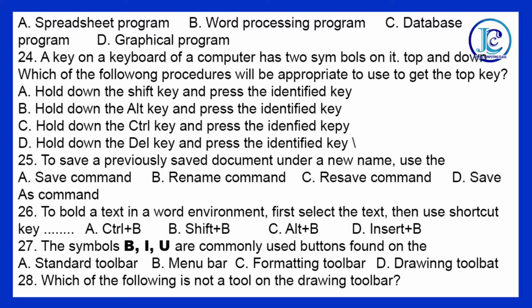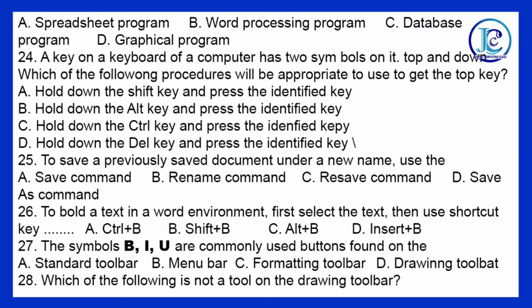Question 25. To save a previously saved document under a new name, use the A. Save command, B. Resave command, C. Rename command, D. Save as command. Then that's the save as command. Question 26. To bold the text in word processing environment, first select the text, then use the shortcut key. A. Control plus A, B. Control plus B, C. Control plus Shift plus B, D. Alt plus B.